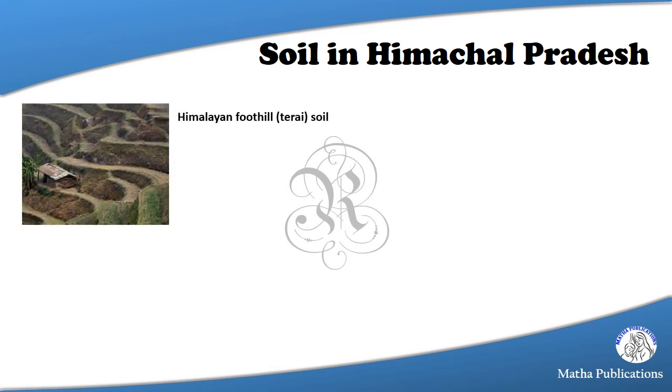The Himalayan foothill or terrace soil has a high content of organic matter and nitrogenous compounds. They lack phosphorus. It is transported by hilly rivers and streams. This soil is acidic and is poor in plant nutrients. It is made of sandy material and raw humus.